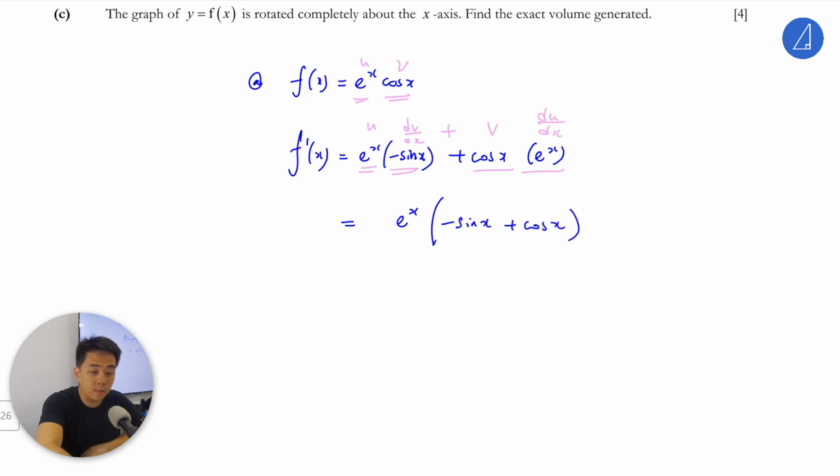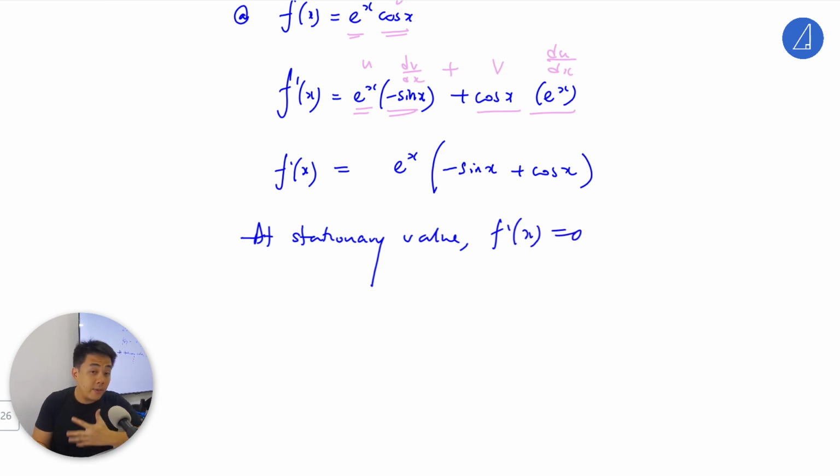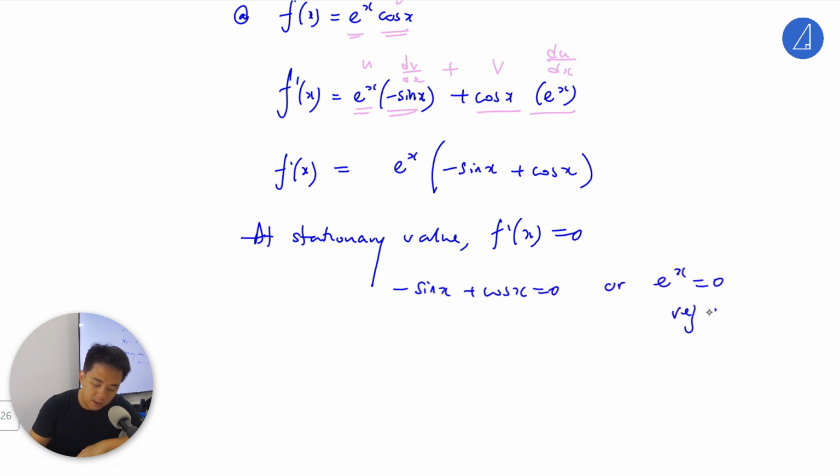Okay, at a stationary value, we know that f prime x equals 0. And if f prime x equals 0, e^x is always positive, so this will never be 0, whatever x value you give me. So the only one which will give me 0 is minus sine x plus cosine x equals 0, or e^x equals 0, but you can just reject that as e^x is always positive.